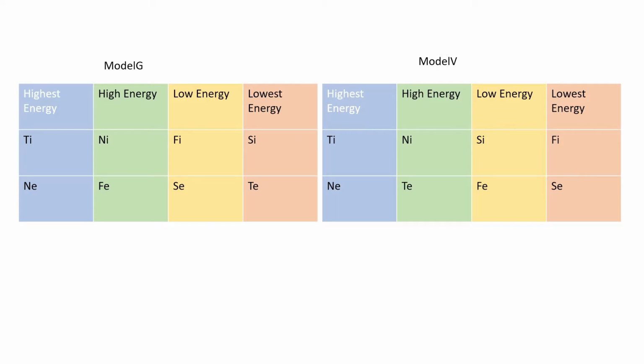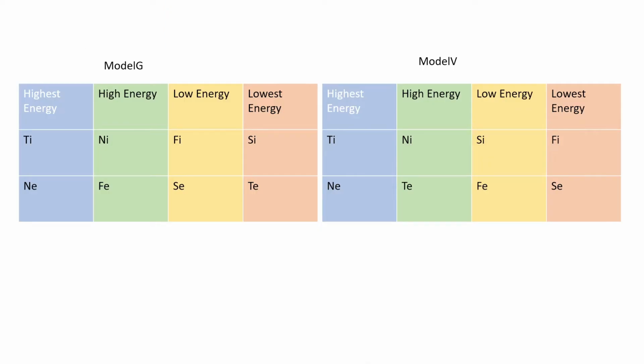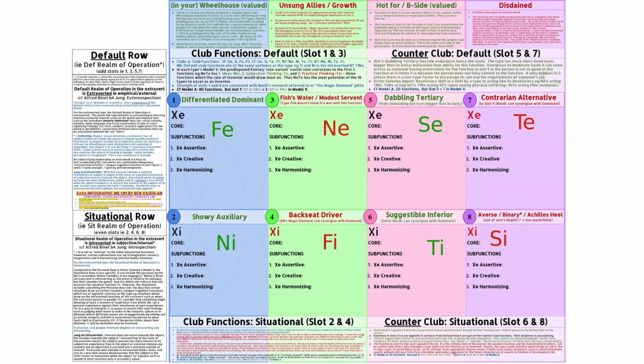However, the high energy functions, and what are they called in Model G and Model V? Optimum energy. Yeah, it's probably better. But when I was doing my own thinking, I went with highest high, low lowest. I think it's pessimum, minimum and pessimum. Yeah, they're probably better descriptors, the words used in Model V and Model G. Model V uses different ones though. In your wheelhouse, okay. Unsung allies, hot for and disdained.